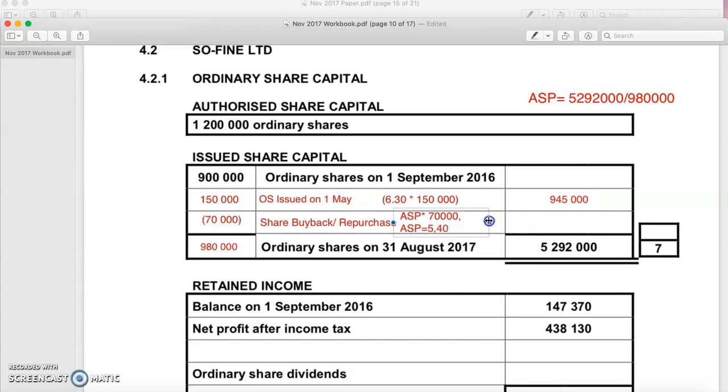So it's 5 rand 40 times 70,000, and here you should get, also don't forget in brackets, 378,000. Okay, that's really it. And then this amount is your balancing figure. It's not given to you anywhere. You have to use the amounts you did calculate and work backwards. And that's it. That's your ordinary share capital note.